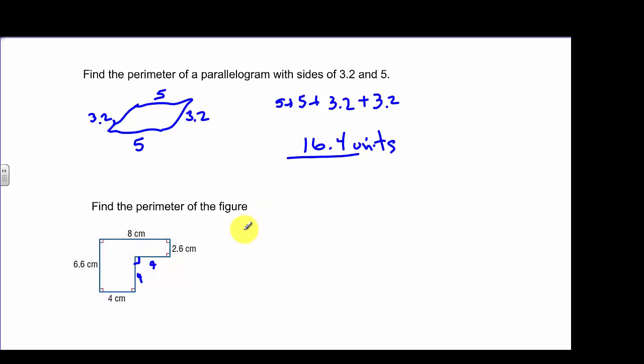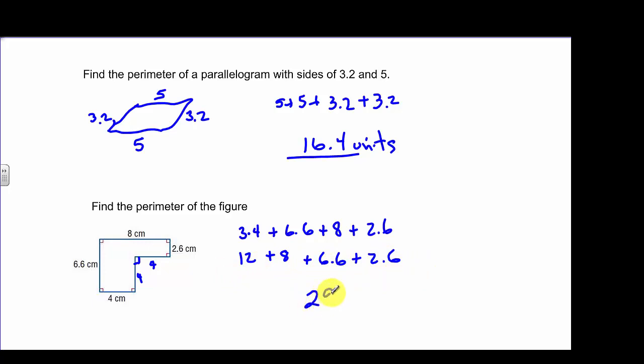I've got basically 3 times 4 plus 6.6 plus 8 plus 2.6. So when I add these up, I have 12 plus 8 plus 6.6 plus 2.6. That's 20, 28, and 1.2 is 29.2 centimeters.